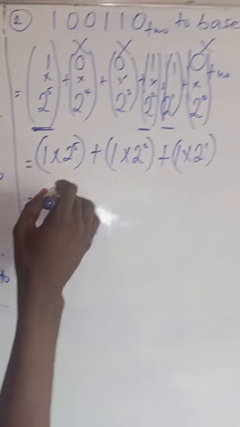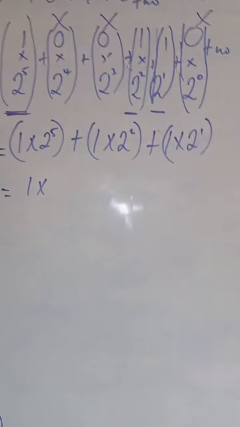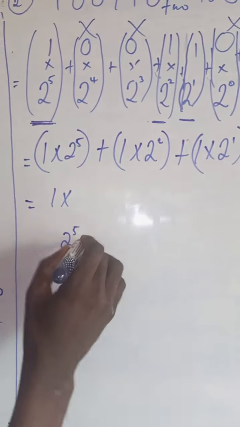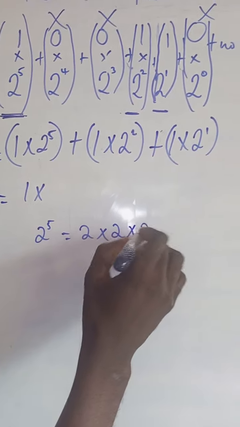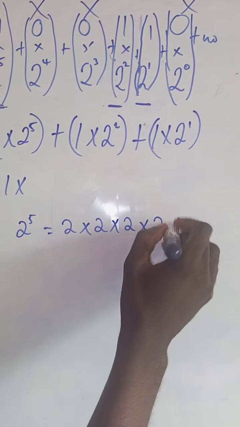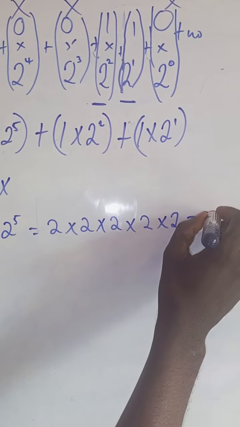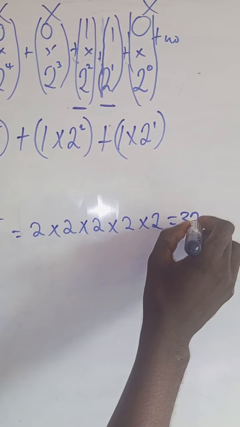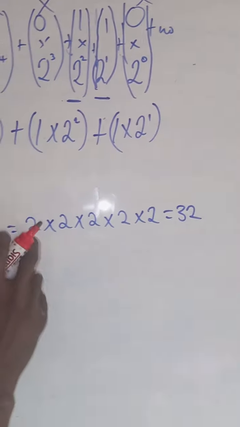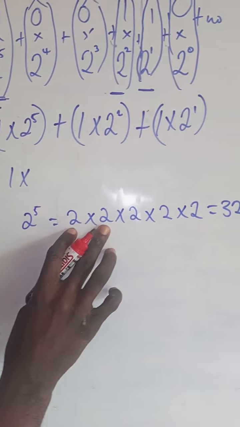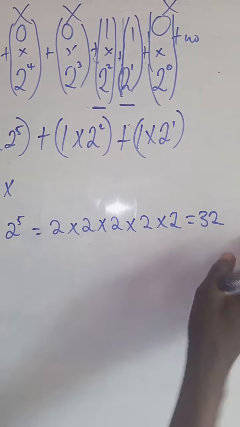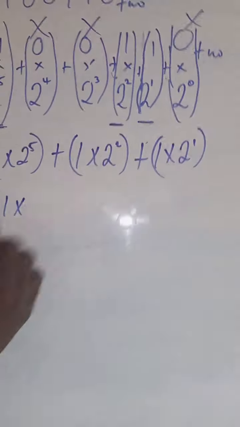So this one will now give me 1 times 2 raised to power 5, which means 2 times 2 times 2 times 2 times 2, in 5 places. That will give me 32. This is 4, 8, 16, 32. So it's going to be 32.